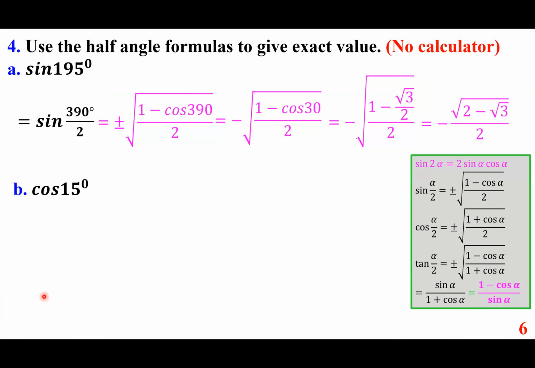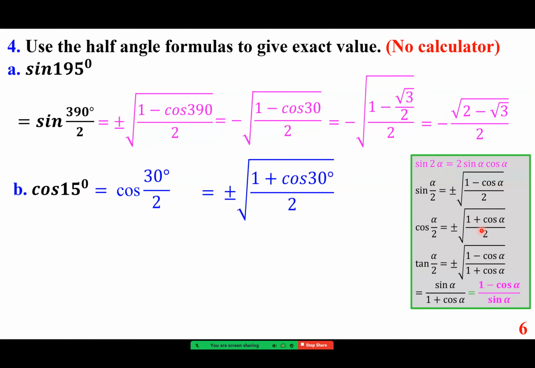Cosine of 15 degrees. As you know, cosine of 15 is the same as cosine of 30 over 2. The reason we use 30 is because it's a common arc. And so we are going to use this formula, plus minus. And 15 degrees puts us in the first quadrant. We make it positive only.